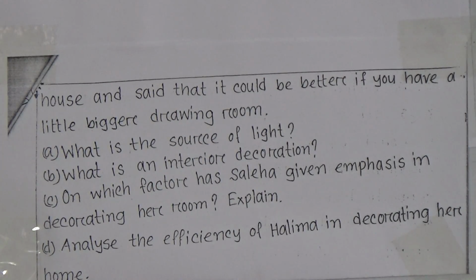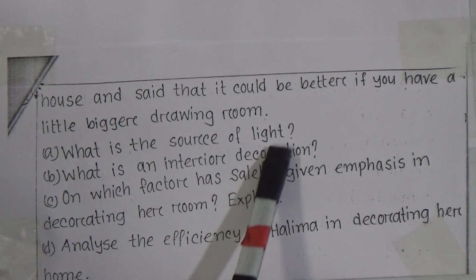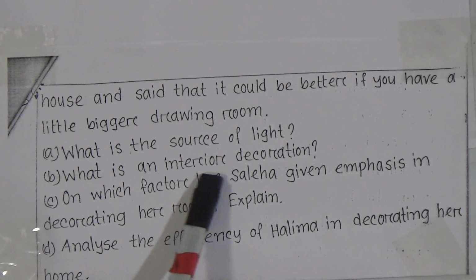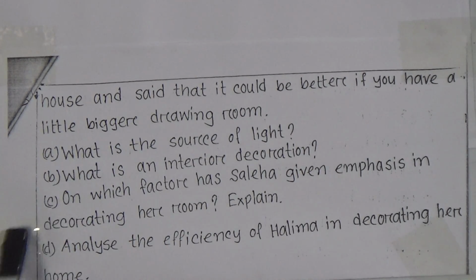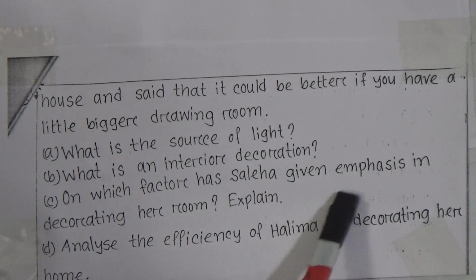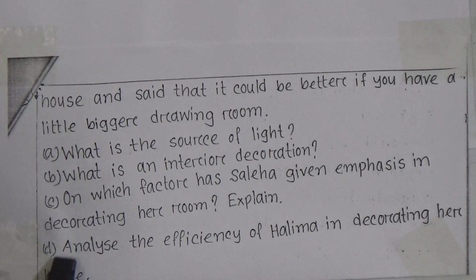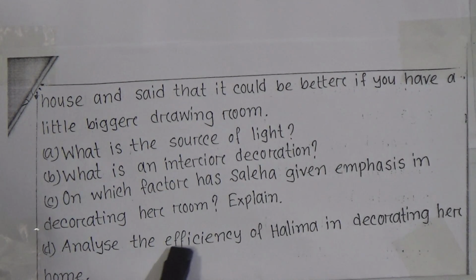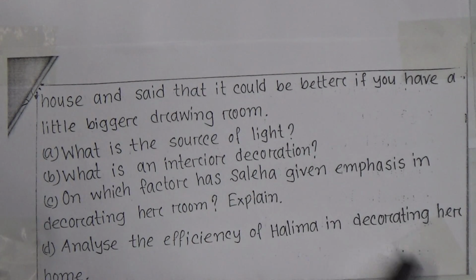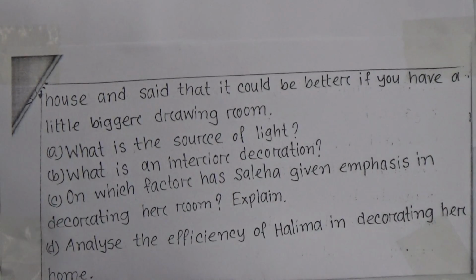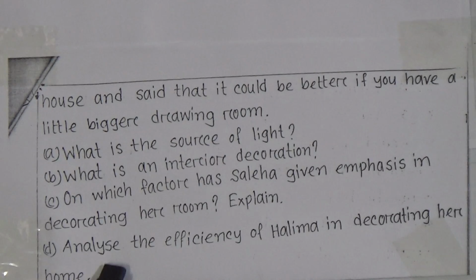And from this stem, we have 4 questions. Question number A, what is the source of light? Question number B, what is an interior decoration? Number C, on which factor has Saleha given emphasis in decorating her room? Explain. And the last question is, analyze the efficiency of Halima in decorating her home. So now we will read the answers of these questions.